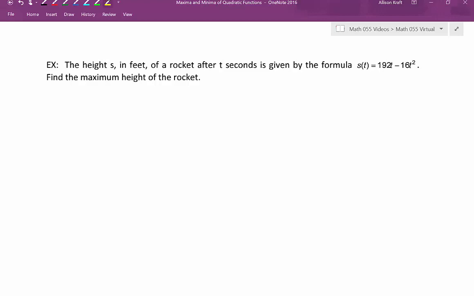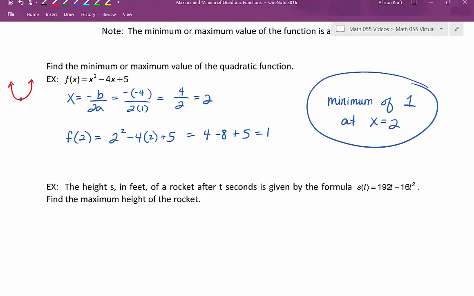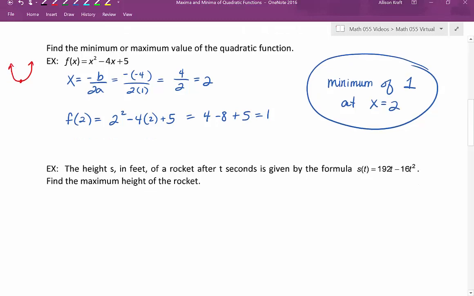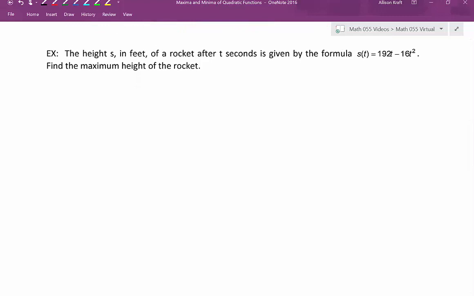In these application problems, you really need to read through them to determine whether you're finding the x or y coordinate of the vertex. If it's just like a problem before where it's not an application and you're just given a function and asked to find the minimum or maximum value, it's always the y. But in these applications, you have to read through and look at the context.